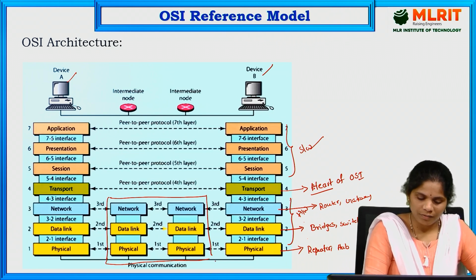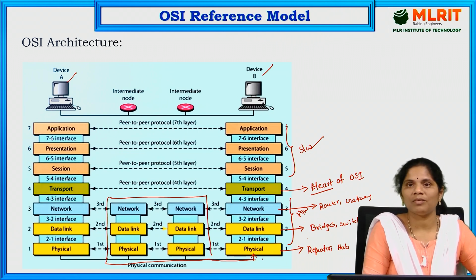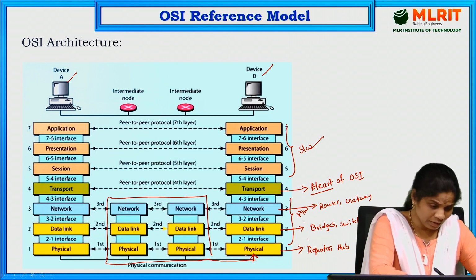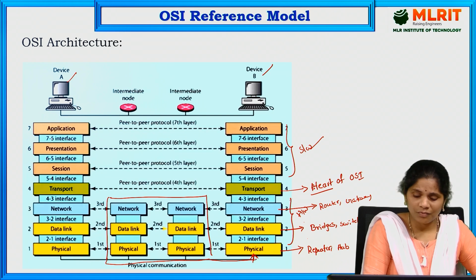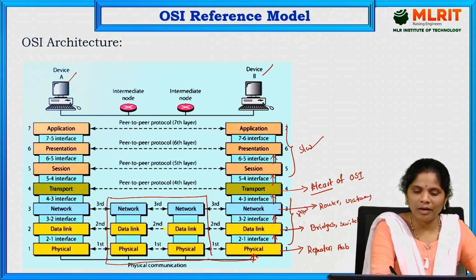And next, whatever data is sent from sender to receiver, first it will reach the physical layer. So this is the physical medium. This physical data is again transformed to the data link layer, and then to the network layer, transport layer, session layer, presentation layer, application layer.